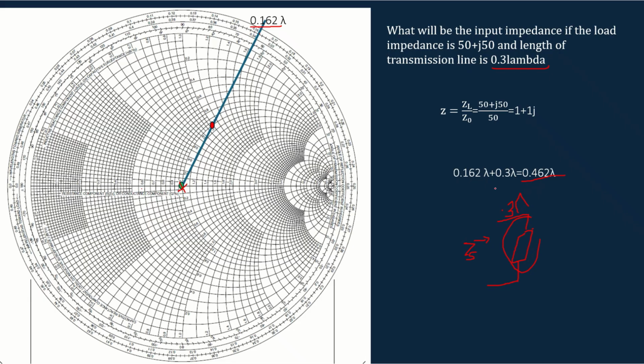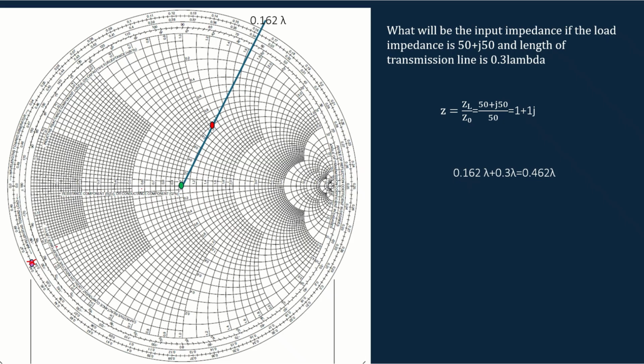Now you have to find this 0.462 lambda on the wavelength towards generator line. So let's see that. My aim is to find 0.462 lambda. Here you know that this is 0.25, and you move along the outer circle and go for 0.462. So this is 0.45, 0.46, 0.462. Now you got the point of that wavelength.